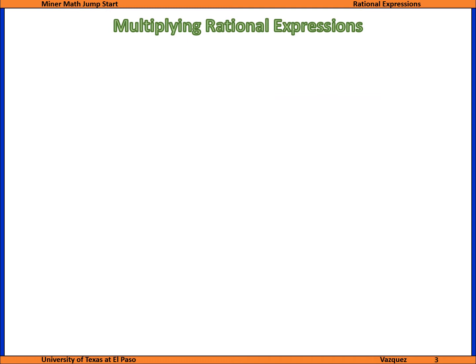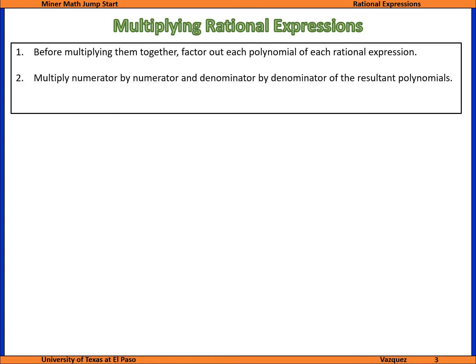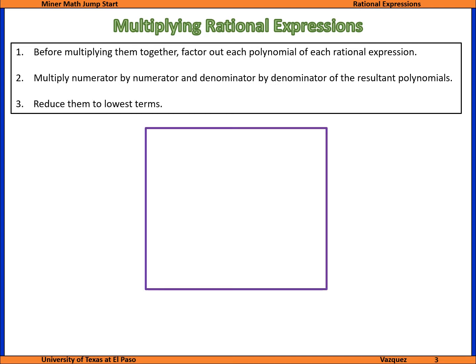So multiplying rational expressions. Here we're going to have some steps. First step will always be to factor out each polynomial before multiplying. So that makes our lives easier. And I'm going to show you what that's going to look like. But the next thing to do is to multiply the numerator by the denominator, numerator by numerator and denominator by denominator. Meaning, just like fractions, we multiply straight across, right? And then from there, we're just going to reduce them to lowest terms. So let's go ahead and take a look at that.